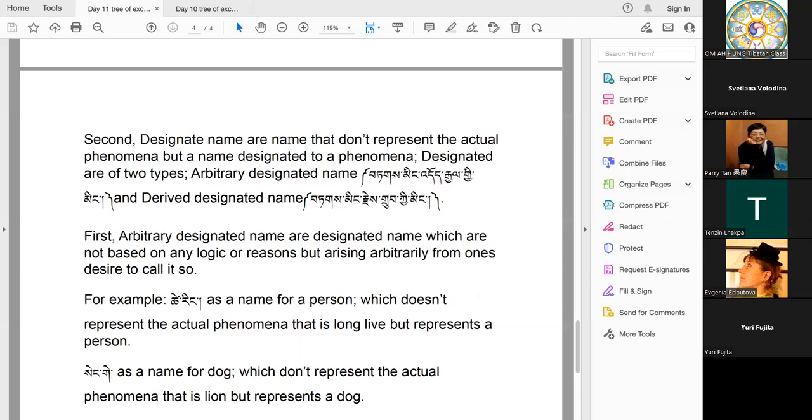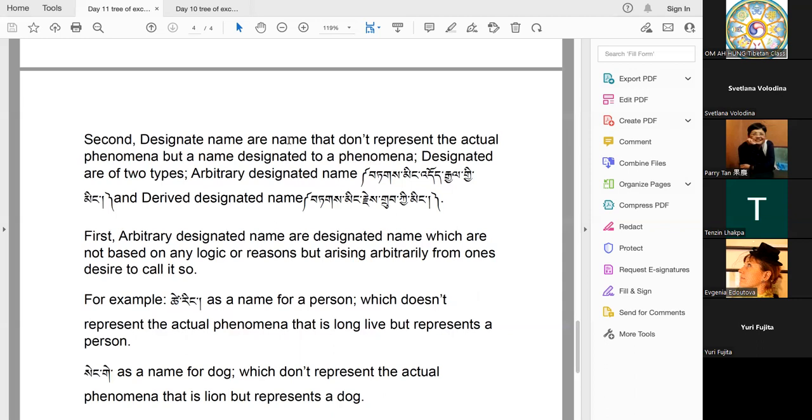So therefore, these are names which don't actually represent the actual thing. You see, and then some people have the name Sangye, which is Buddha. Doesn't mean, I mean, this I cannot say 100%. Who knows? Some of those who have that name might be a manifestation of a Buddha. But let's say if it was not, then it doesn't mean that the person is a Buddha. It's just a name given to them.